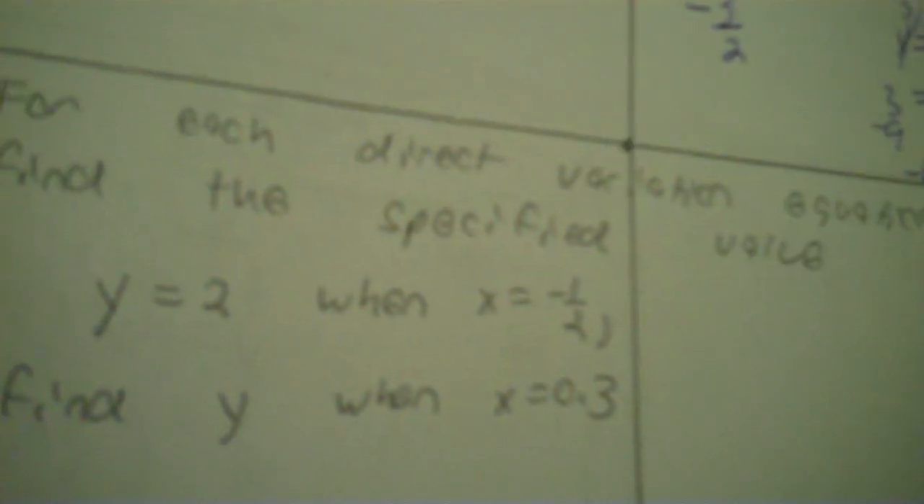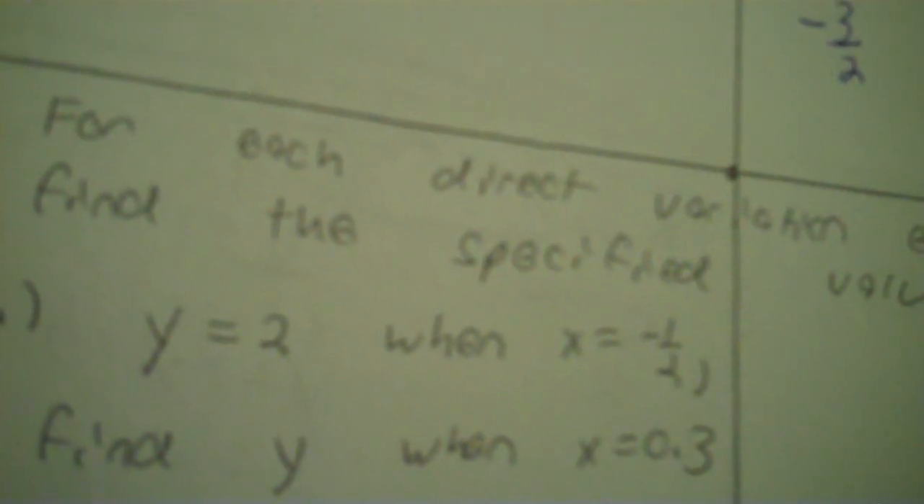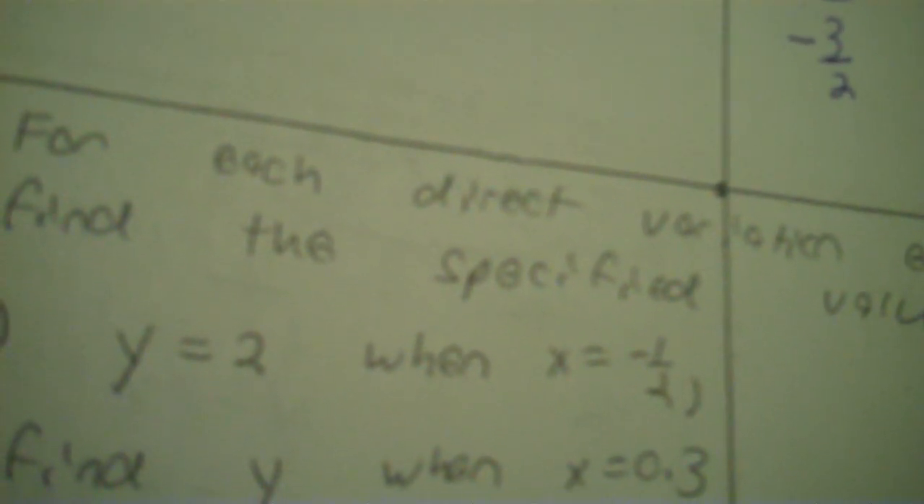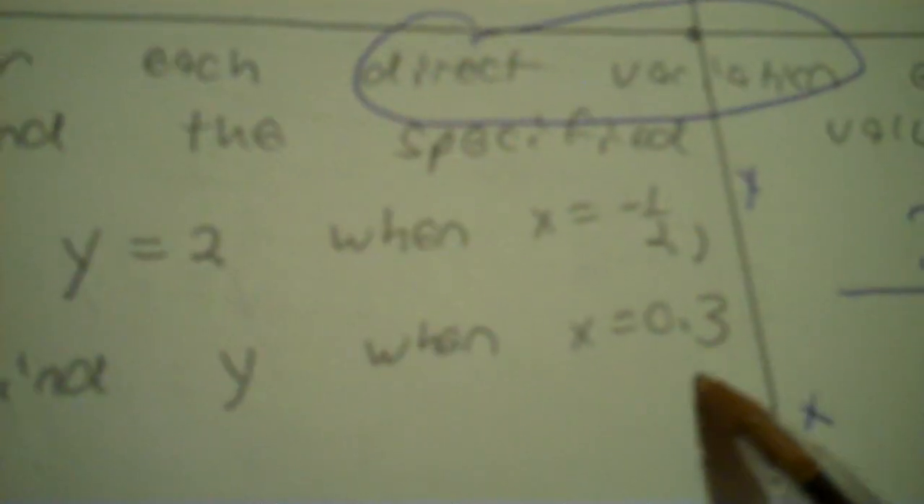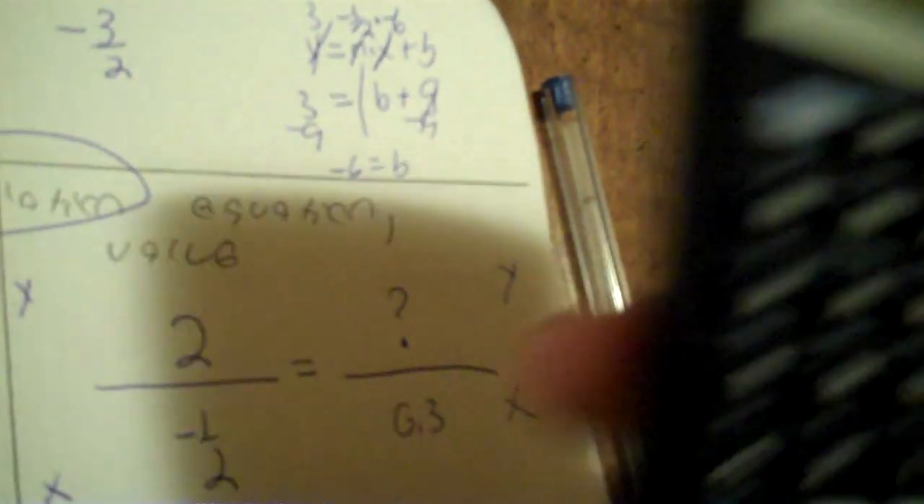Okay, for each direct variation equation, find the specified value. y equals 2 when x is negative 1/2. Find y when x is 0.3. Guys, direct variation means it's just a proportion, okay, where you can cross multiply and divide. I usually arrange the y over the x. That's how I usually do it. So y has a value of 2 and x has a value of negative 1/2. I have to find y if x has a value of 0.3. Put question mark, cross multiply and divide. 2 times 0.3 divided by negative 1/2, negative 1.2.